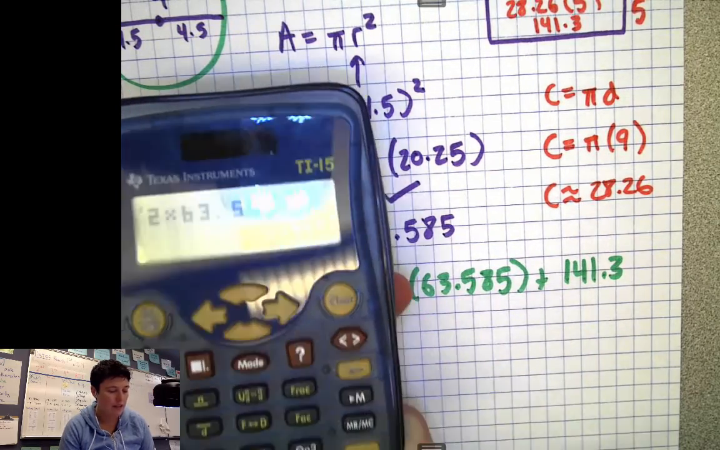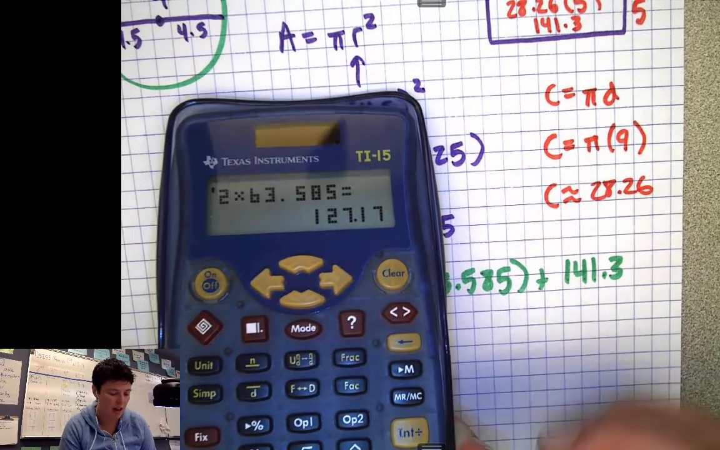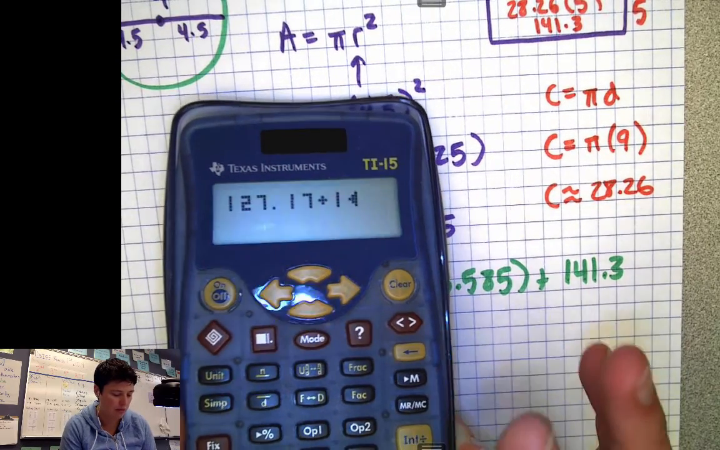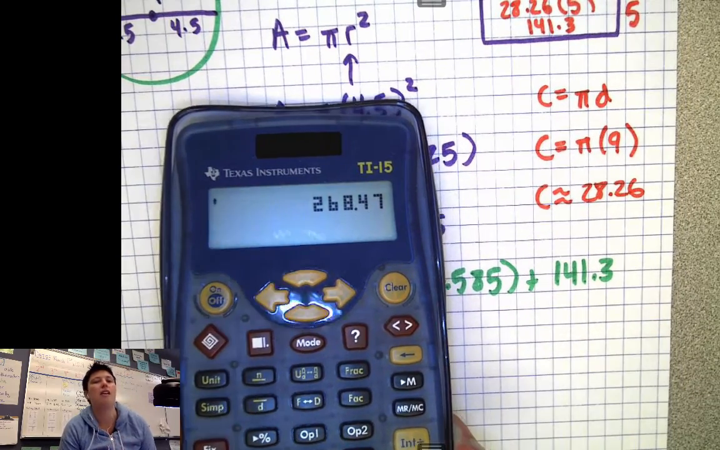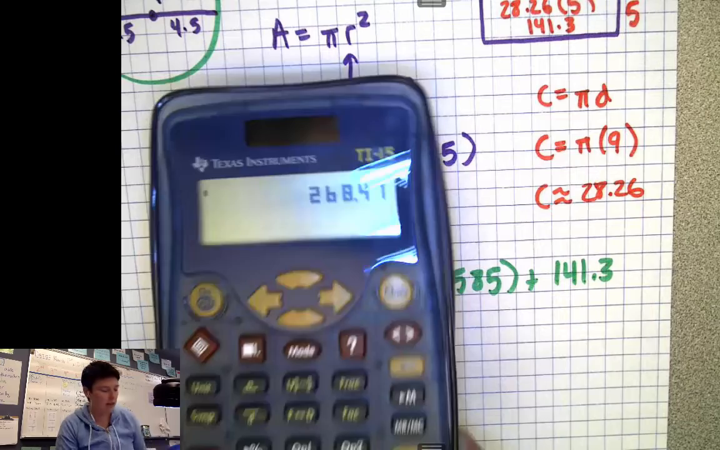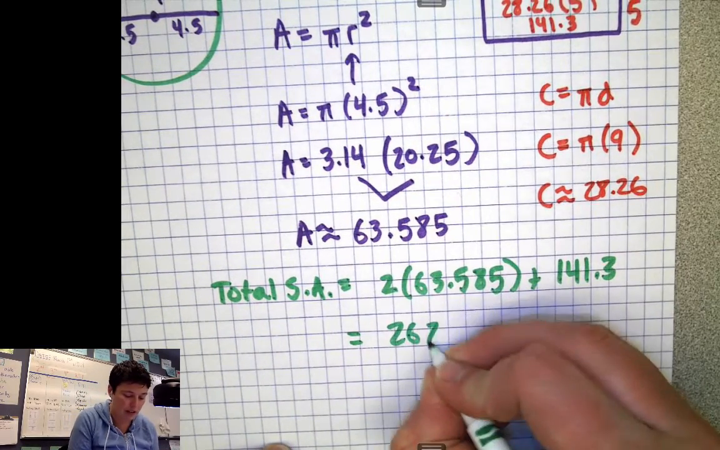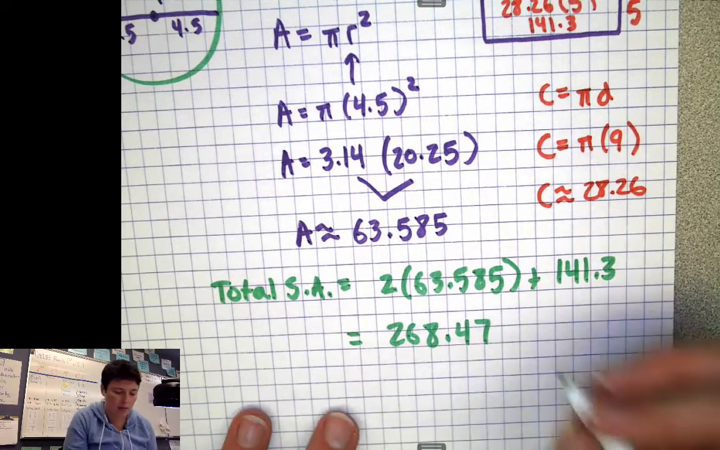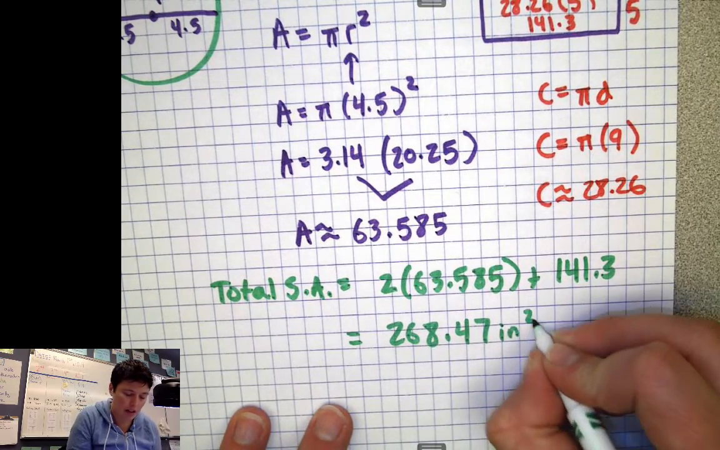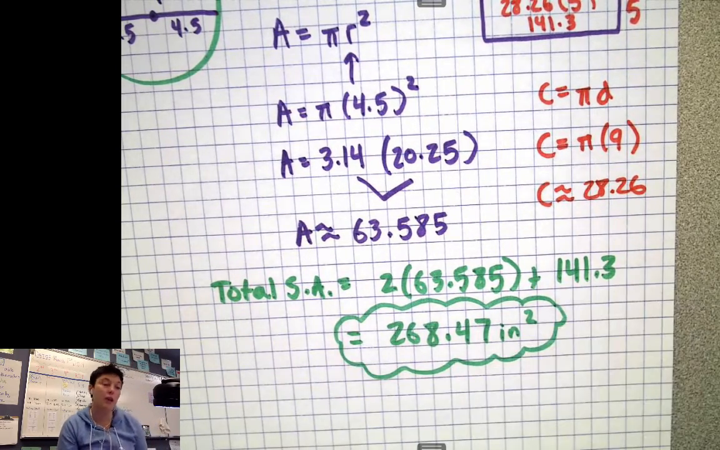63.585. And here's what I got for that part, 127.17. Now I'm going to add that to the 141.3, and I'm getting my final answer of 268.47. All right, there it is, 268.47. And my units are inches, so I'm going to write inches squared, and that is my total surface area. And we're done. All right, so how did you do?